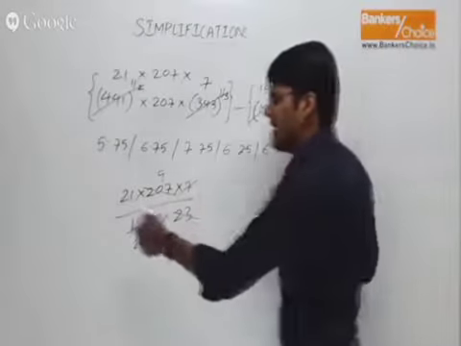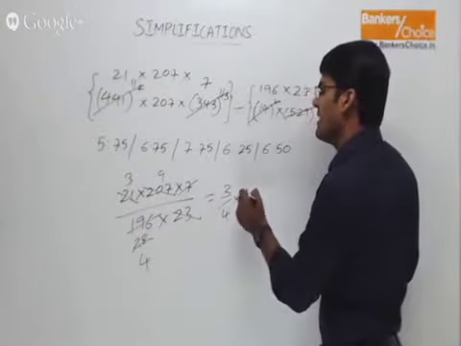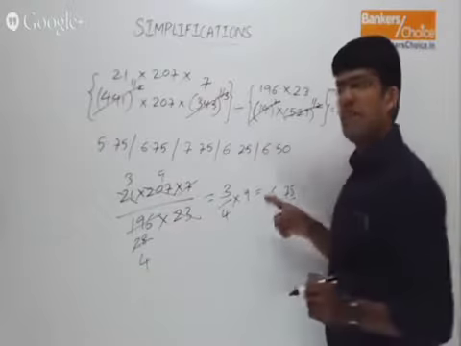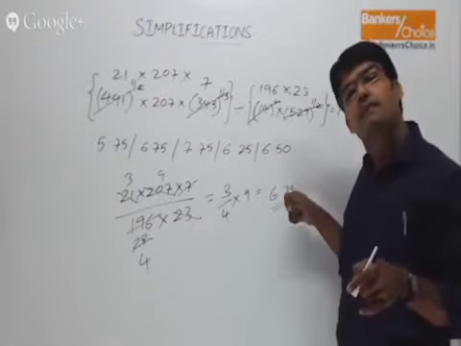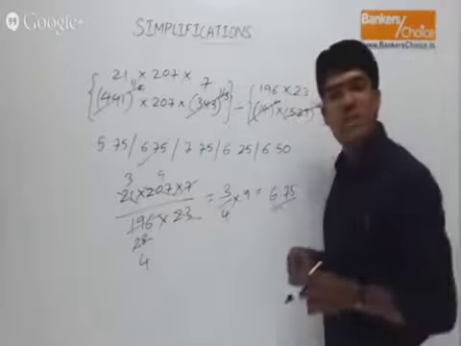28 times. 21 by 28. This is 3 times and 4 times. So overall this is 3 by 4 into 9. What is 3/4 of 9? 6.75. Yes or no? 3/4 of 8 is 6. 3/4 of 1 is 0.75. So 6 plus 0.75, 6.75. So the answer for this one is 6.75.